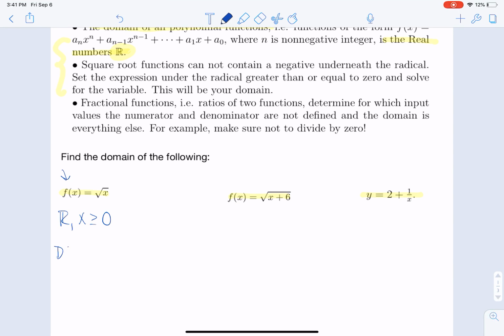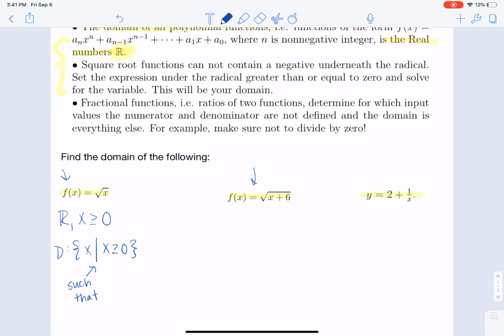Sometimes you'll see this domain written as x values such that x is greater than or equal to 0. This little line right here means such that. So you'll see domain written in a few different ways, and you should make yourself familiar with most of them.